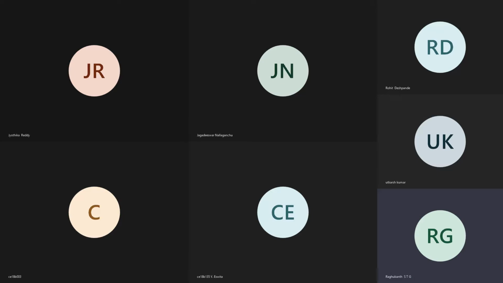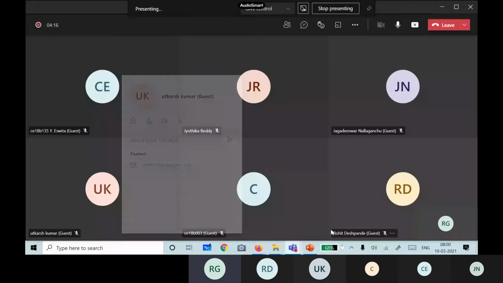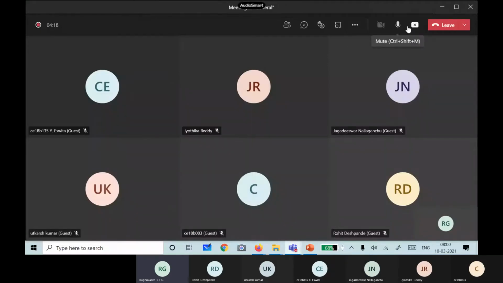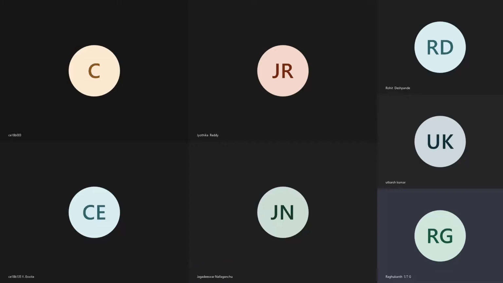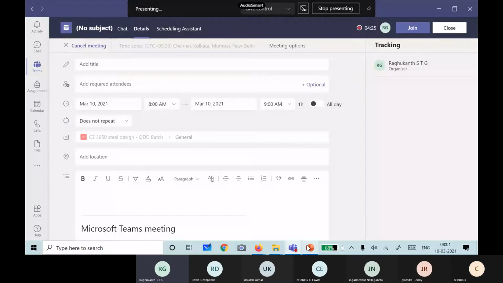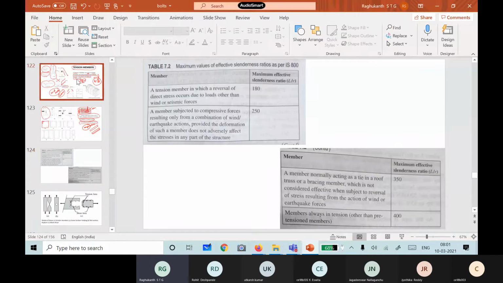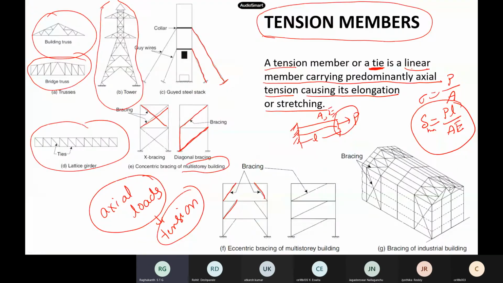No, it has not. No. So you are able to see the screen, right? So you are able to see the screen. Yes, sir. Okay.